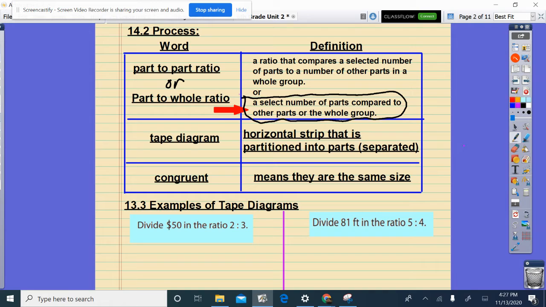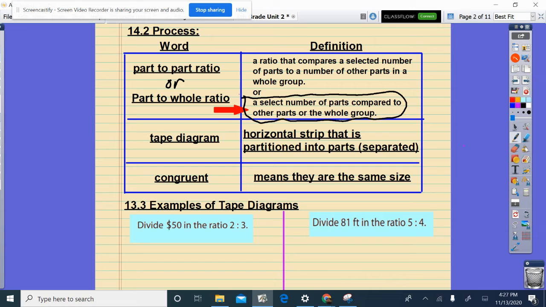Tape diagrams are a horizontal strip that is partitioned into parts, or separated. And congruent, that came up from the daily warm-up, means that they are the same size. Now, we've been talking a lot about equivalent ratios that are equal to each other because one ratio is multiplied by the same factor on both sides to equal a new ratio. But congruent also comes from the daily warm-up; it also refers to shapes.